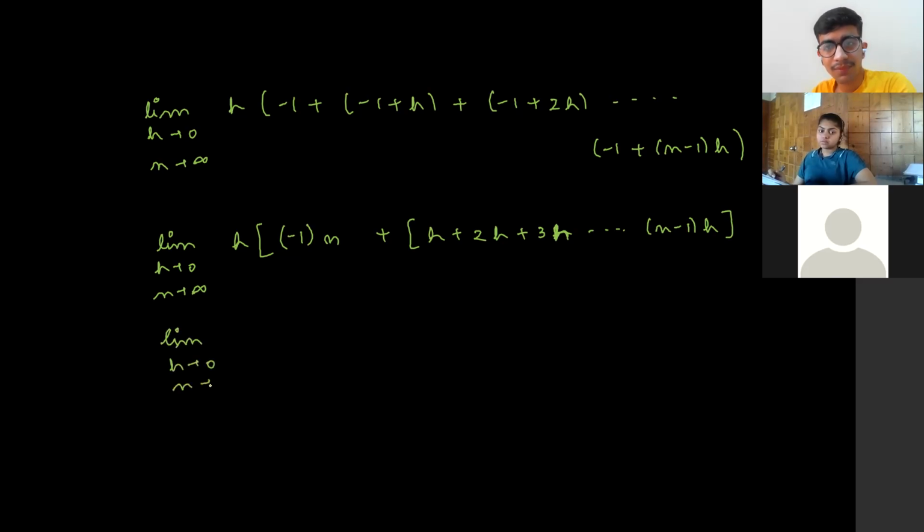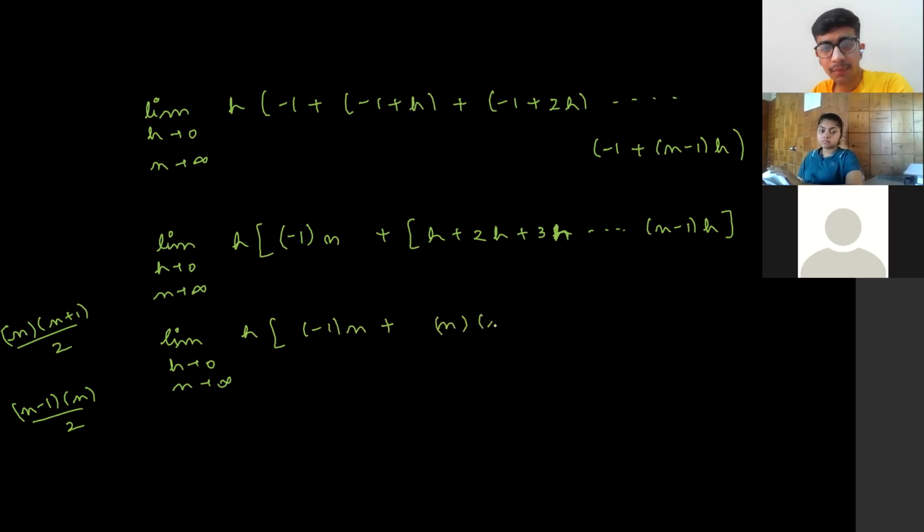I don't know. What is the sum to first n minus 1 natural numbers? n into n minus 1 by 2. Sum of first natural numbers क्या होता है? n into n plus 1 by 2. Yeah. एंड क्योंकि n minus 1 टर्म्स है तो n को n minus 1 रख दो तो ये हो जाएगा n minus 1 times n by 2, right? So this will be h times minus 1 times n plus n into n minus 1 by 2 times h.